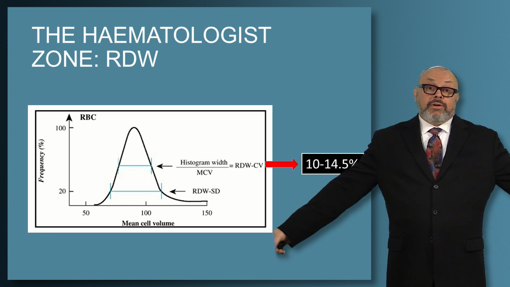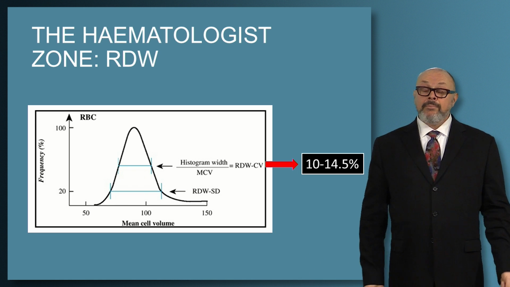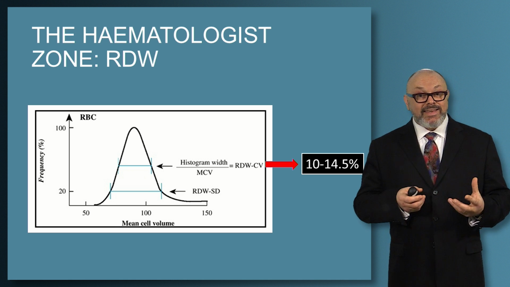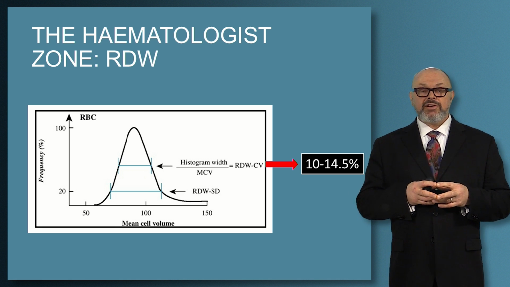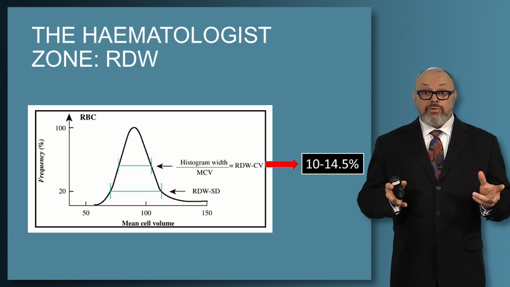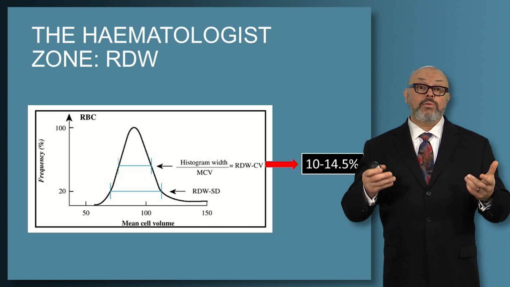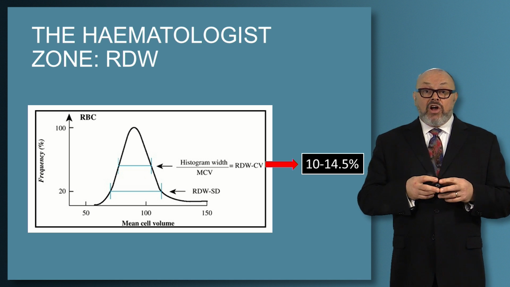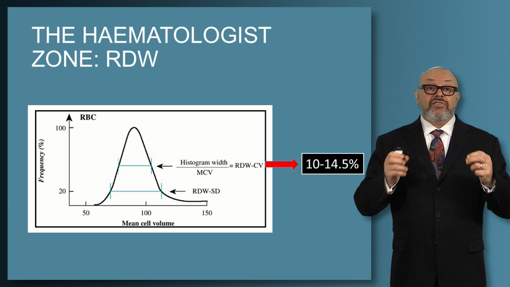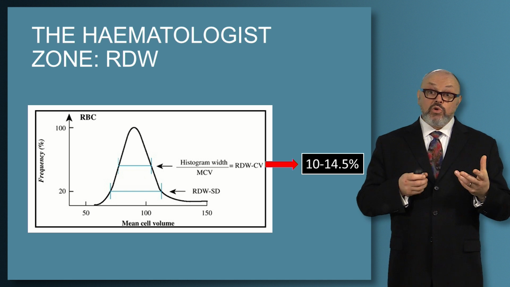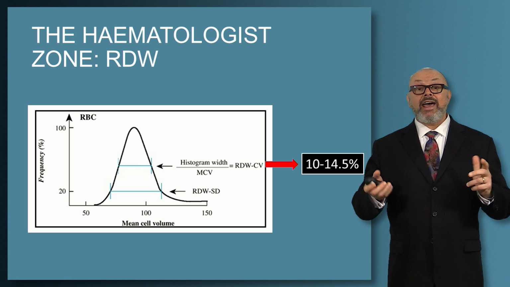Now the RDW. The RDW is an interesting thing. It's a measure of the range of variation, or heterogeneity, of the red cell population. This graph shows the Gaussian distribution of red blood cell size in a normal individual. And the RDW is simply the coefficient of variation of this distribution. So normally that's between 10 and 14.5%.